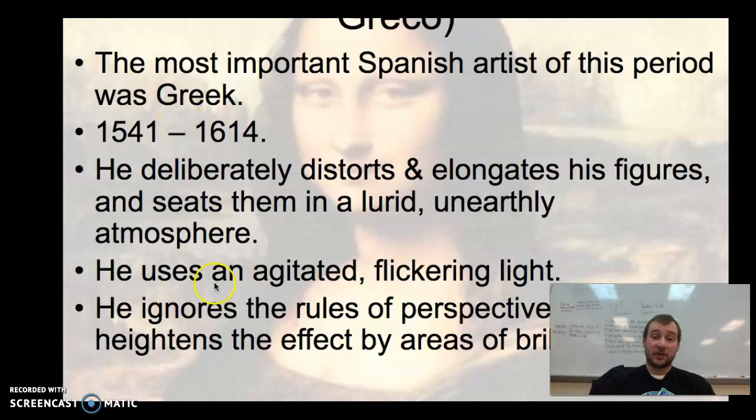I'm about to pause the video now. We're about to run out of time. And we're going to have to do a part 2. I'm trying to go fast, but I still can't make it within the 15-minute mark. So last thing to write down for this part of the notes is El Greco, the most important Spanish artist of the period. And then we'll look at some of his works.